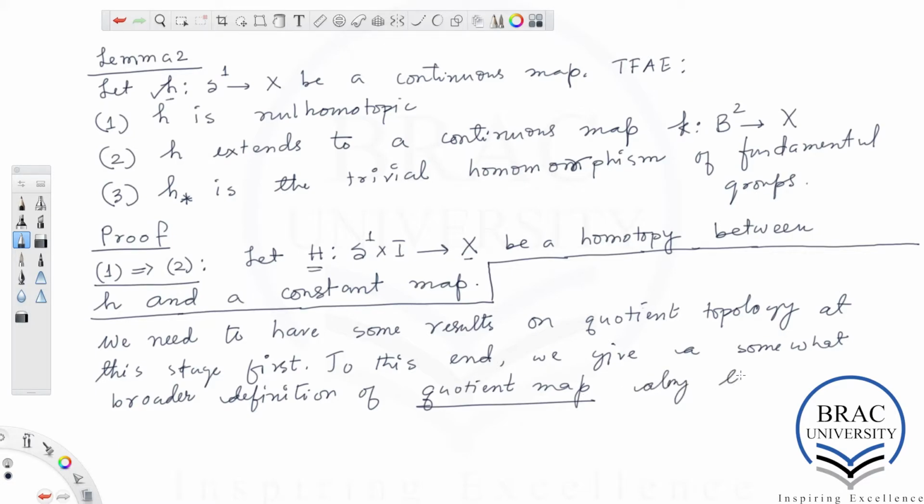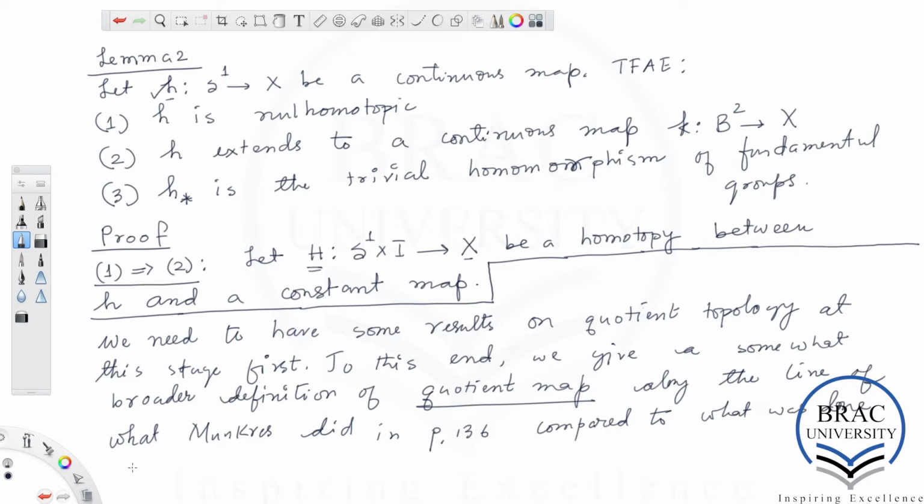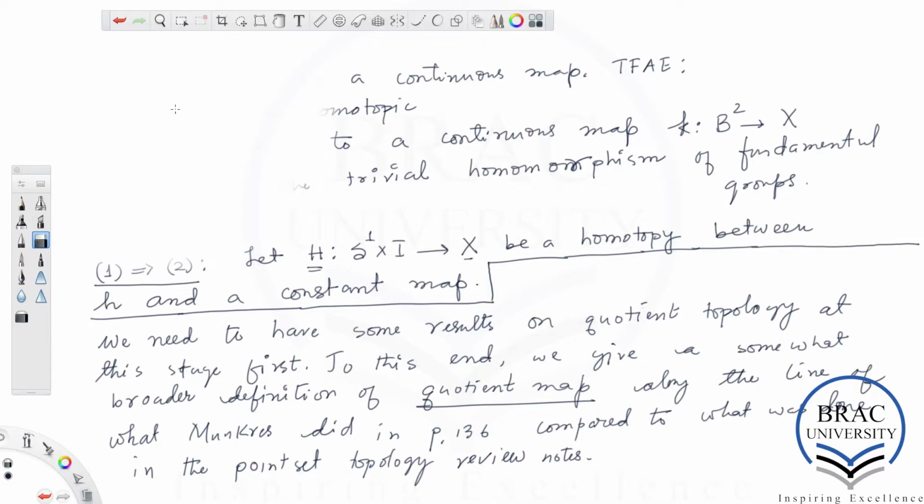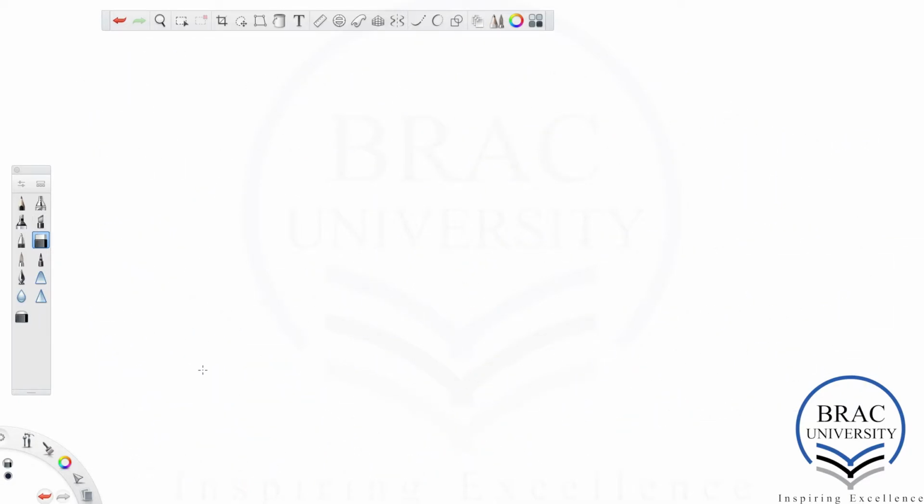Along the line of what Munkres did on page number 136, it's broader compared to what was done in the point-set topology review notes. I need some space here, so let me erase everything. Okay, we're back to the discussion on point-set topology.